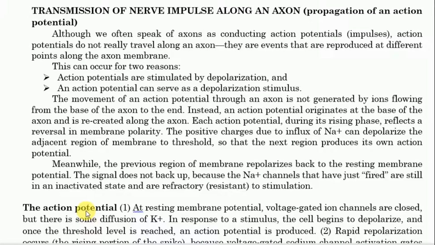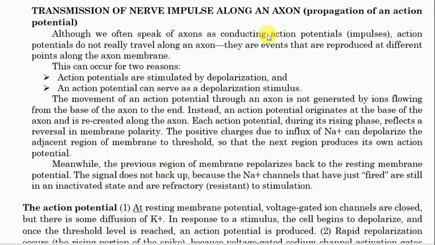Welcome back, students. This is coordination session 21. We are continuing with the advanced biology coordination, and in the previous session we discussed all the facts about the properties or features of the action potential. So in this session we are going to continue with the transmission of the nerve impulse along the axon, or propagation of an action potential.